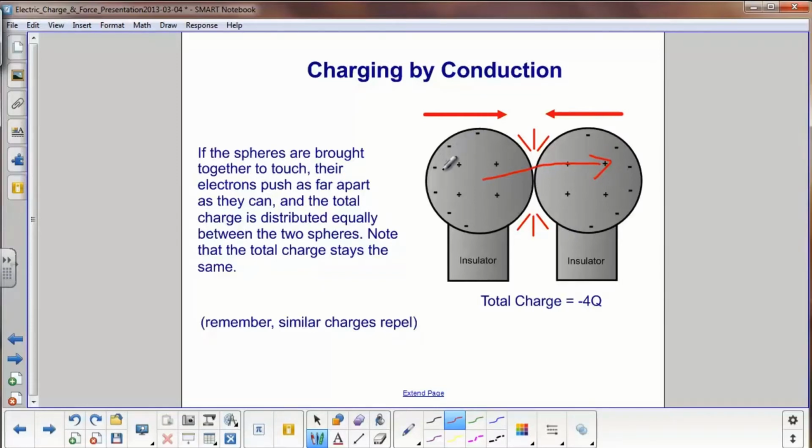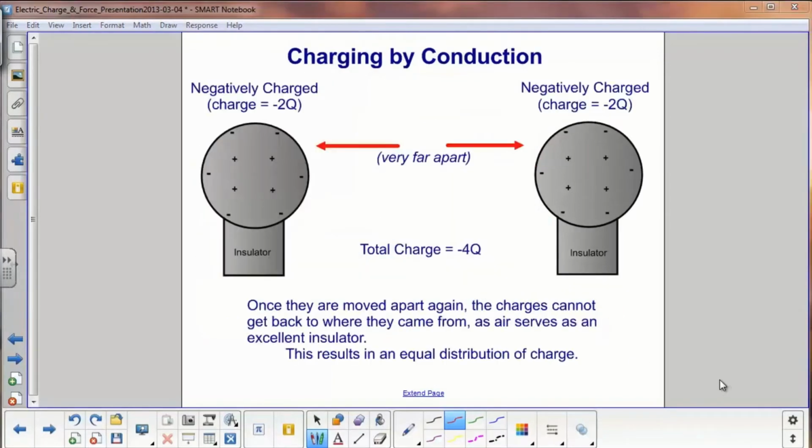This one has 1, 2, 3, 4, 5, 6 negative charges. This sphere also has 6 negative charges. Note that the total charge that we started with on the two spheres stays the same. We still have a total charge of negative 4q. The spheres are now moved apart again. The charges that moved from this sphere over to that one are now stuck. They cannot escape. They are blocked from going to the ground by the insulator, and the air between them happens to be a very good insulator.